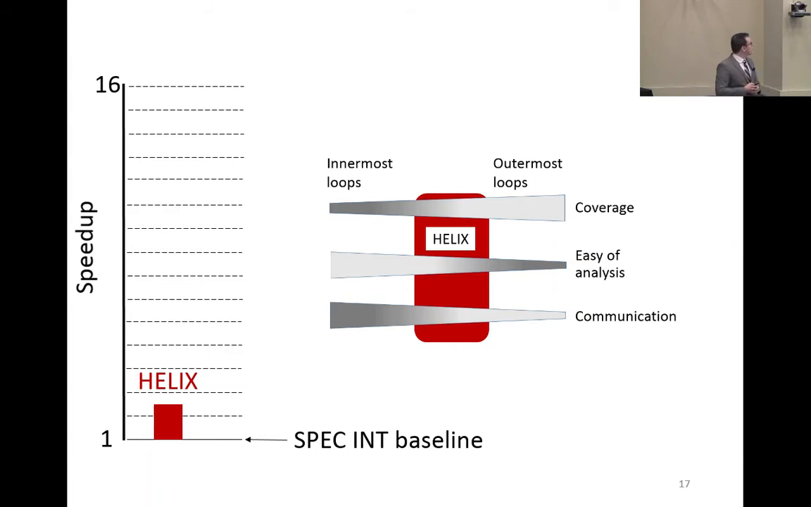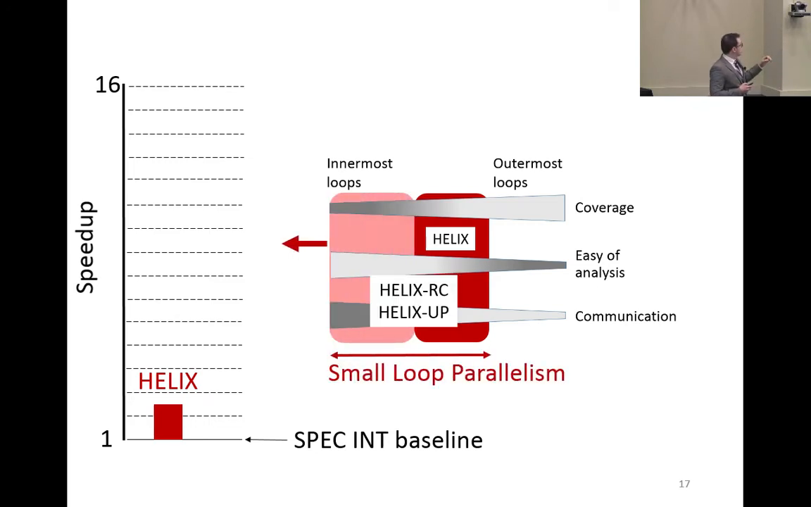That's why, in the rest of the talk, I'm going to focus on my key research insight, which is, if you want to boost the performance of Helix, you cannot just parallelize loops in the middle ground. You have to allow the compiler to include the parallelization of these smaller loops, where we have a communication challenge. That's why the subsequent two contributions that I'm going to talk about focus on small loops and how to parallelize them. And therefore, we have to handle the communication somehow. I call this kind of parallelization small loop parallelism.